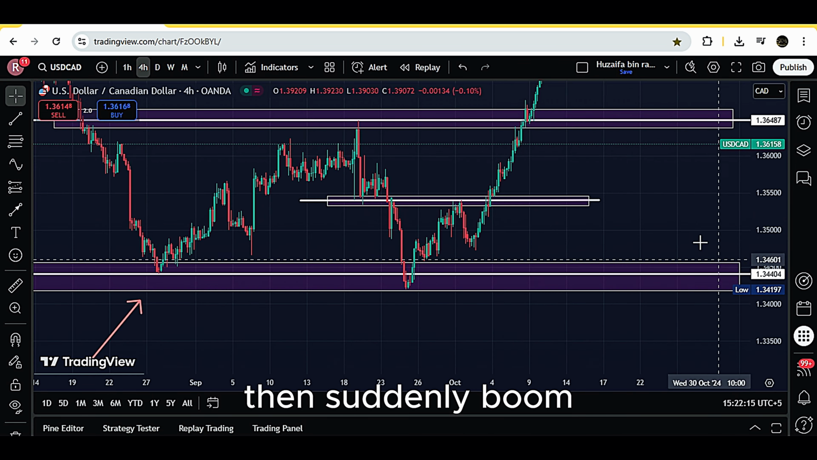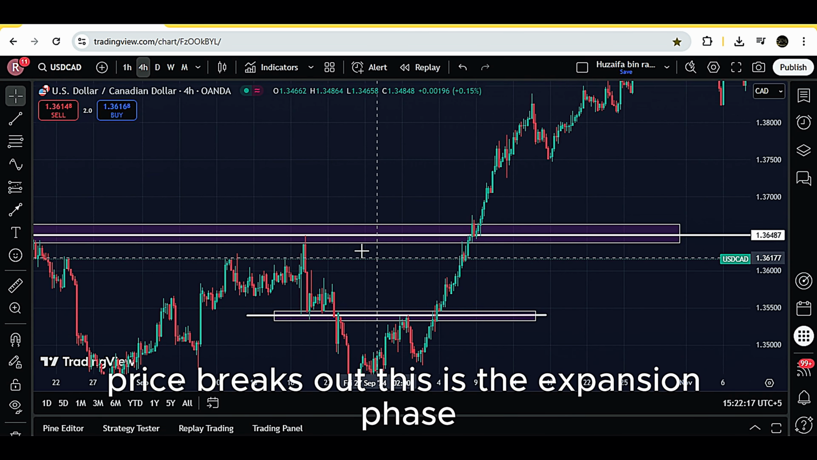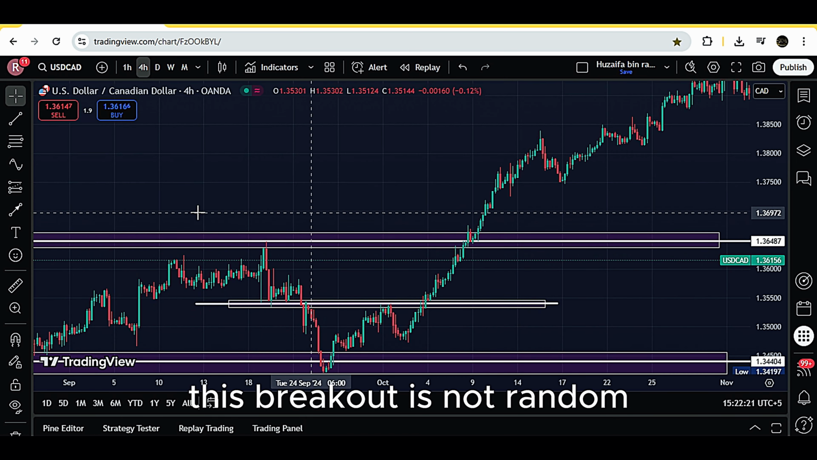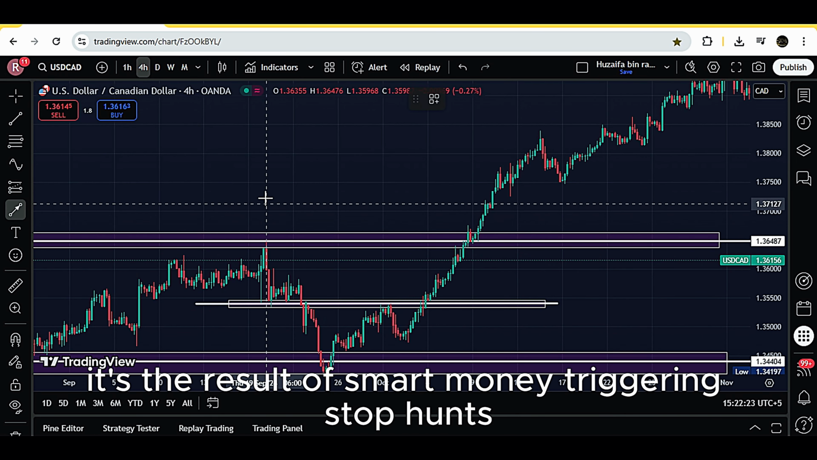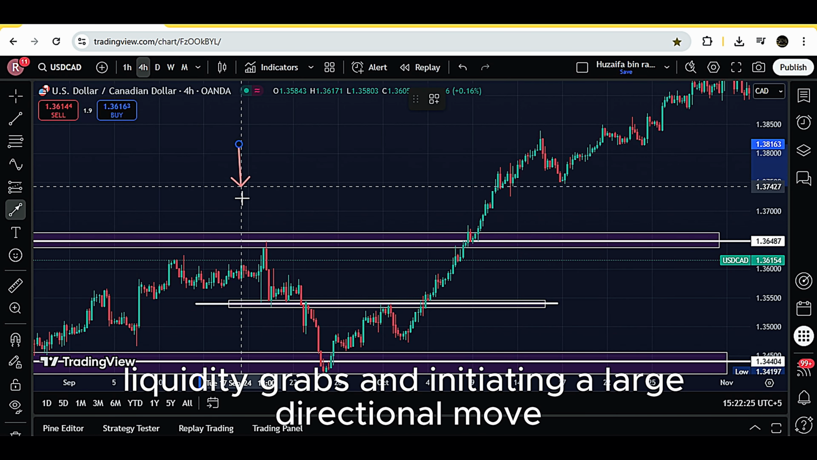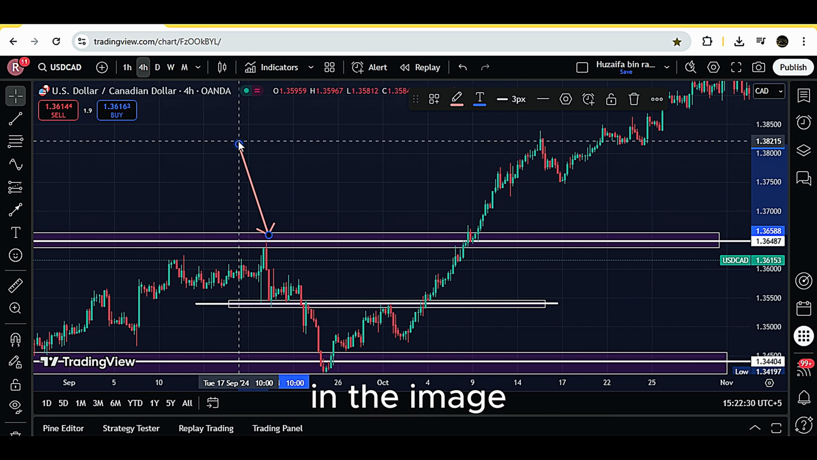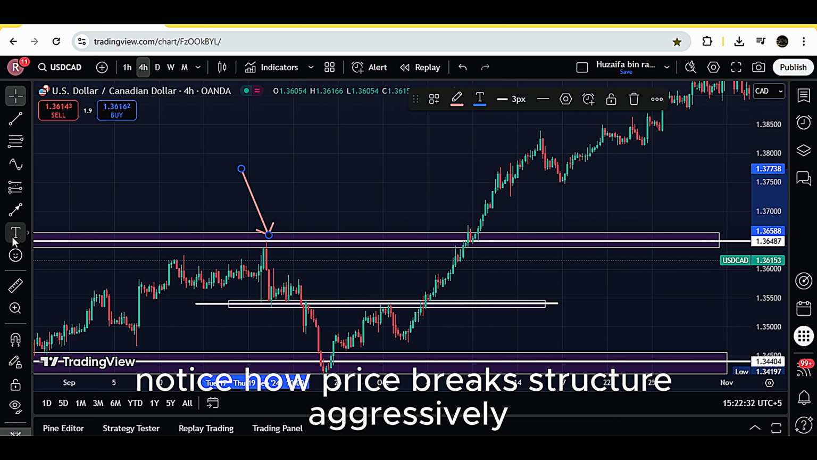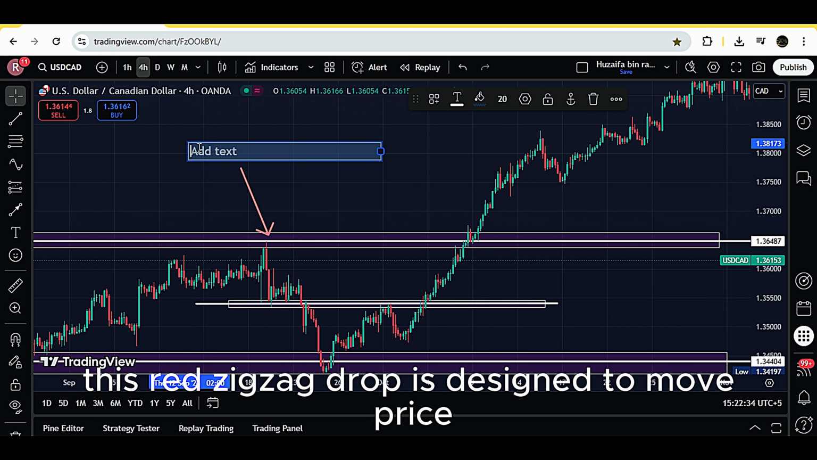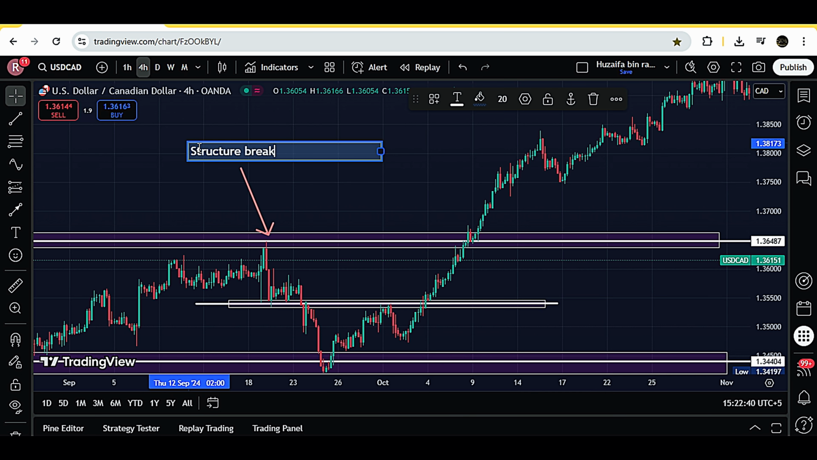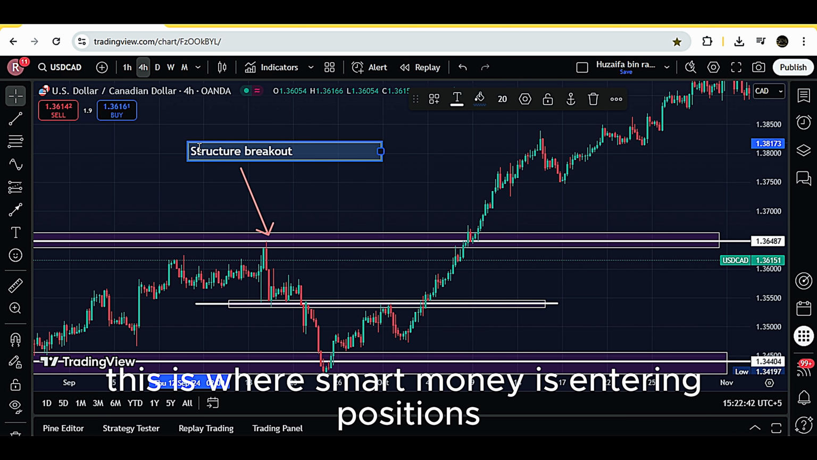Then suddenly, boom, price breaks out. This is the expansion phase. This breakout is not random. It's the result of smart money triggering stop hunts, liquidity grabs, and initiating a large directional move. In the image, notice how price breaks structure aggressively. This red zigzag drop is designed to move price away from the average, often targeting liquidity zones. This is where smart money is entering positions.